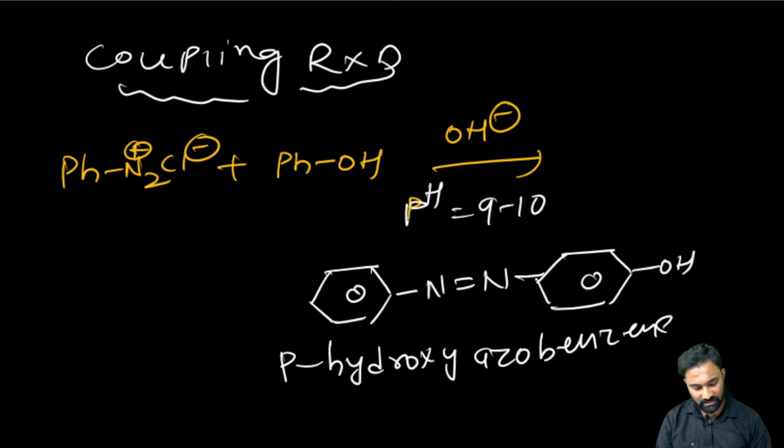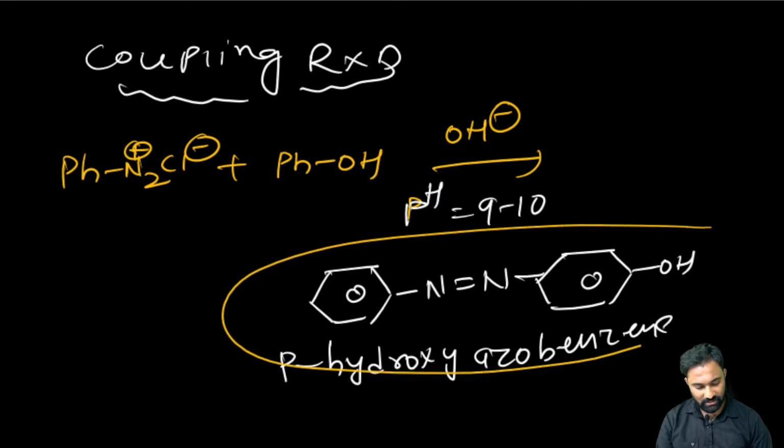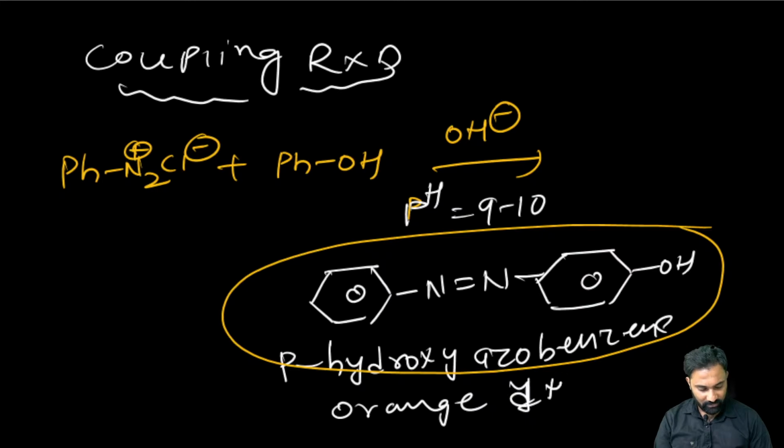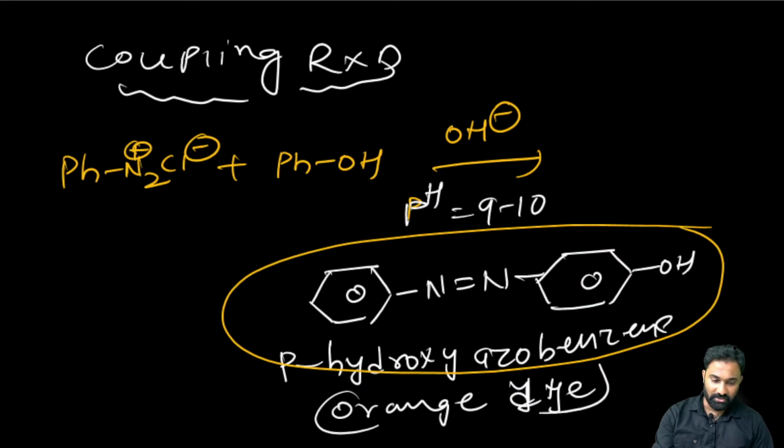May I know what is the color of this one? Can anyone tell me the color of this one? Benzene diazonium chloride in the presence of phenol, pH at 9 to 10. It will give you an orange color dye. This is an orange color dye. My dear friends, this is orange.